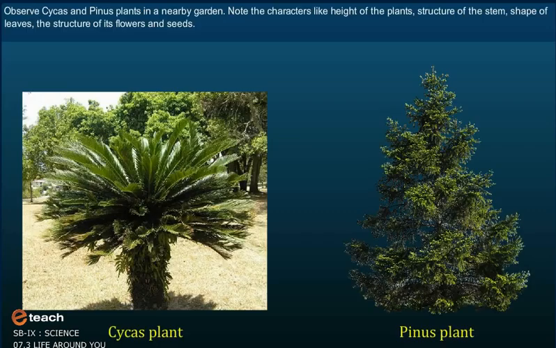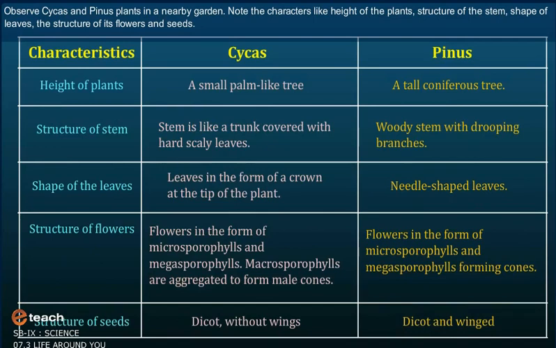Activity. Observe cycas and pinus plants in a nearby garden. Note the characters like height of the plants, structure of the stem, shape of leaf, the structure of its flower and seeds.